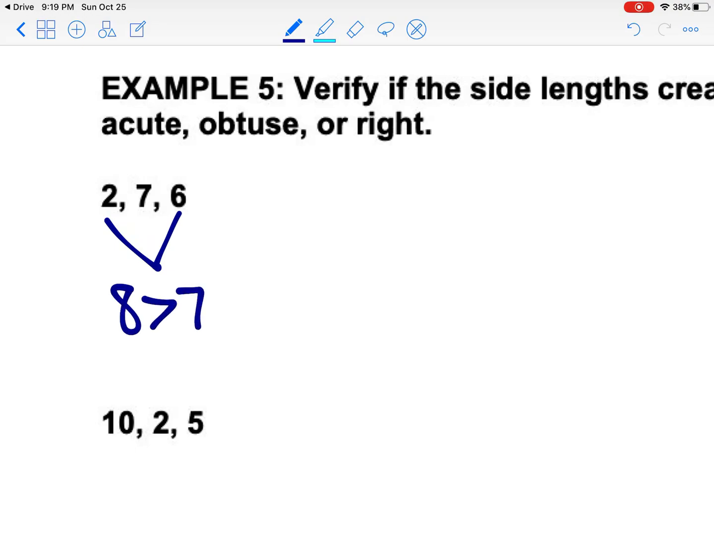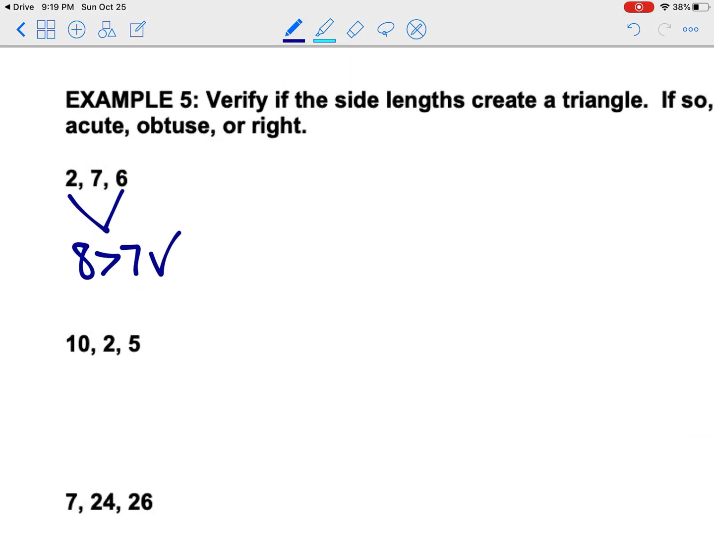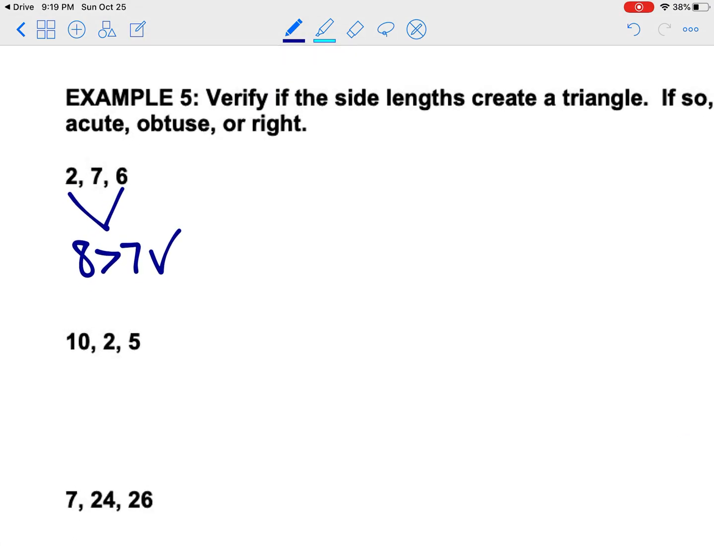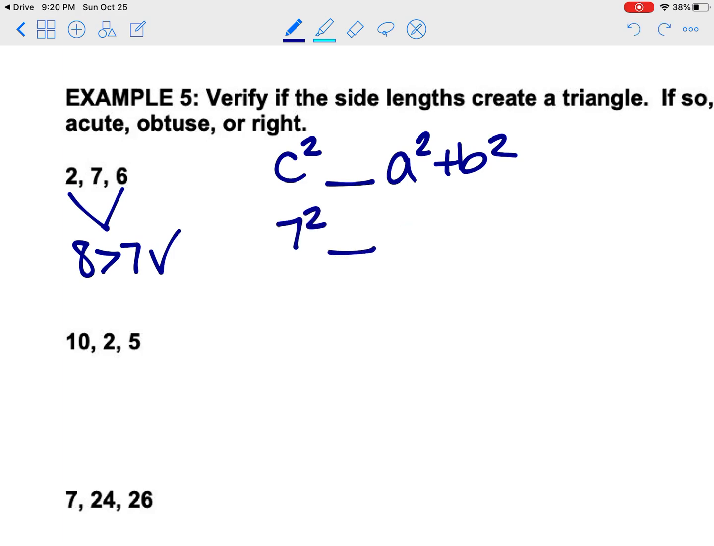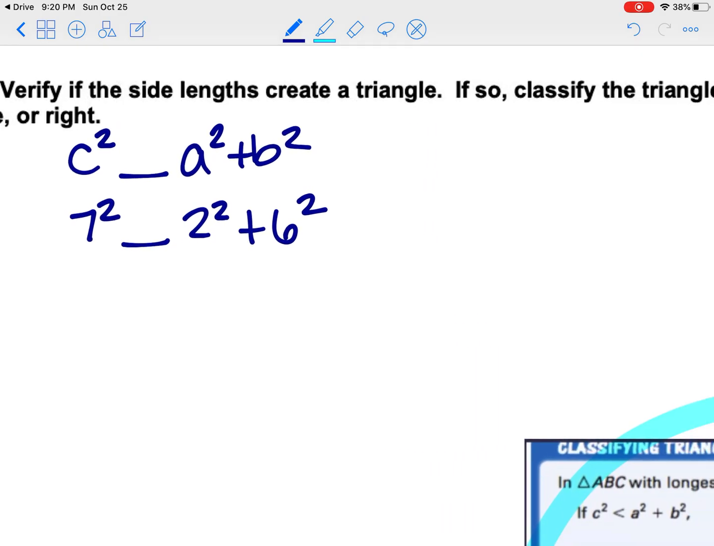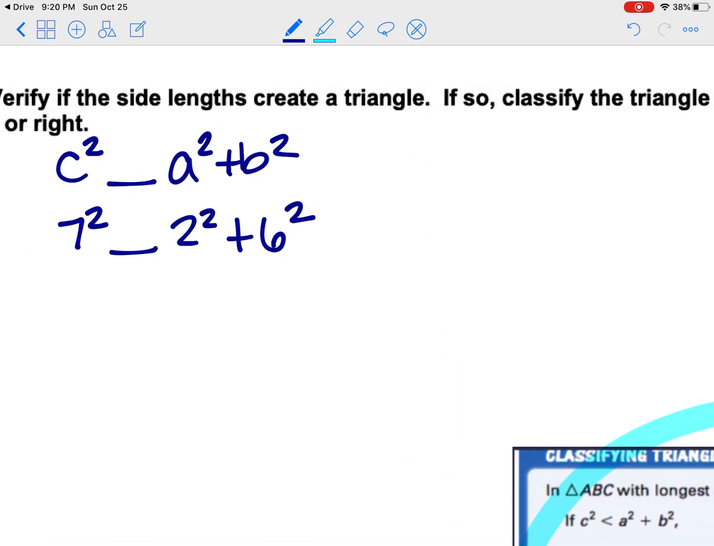First thing we have to do is figure out if it is a triangle to begin with. So if we add our two smallest sides, we get 8. Is 8 greater than 7? Yes, so I know for sure this is a triangle. And so our biggest side is 7. And the biggest side always represents your C. So we're going to be using a version of C squared compared to A squared plus B squared. So our C, our biggest side is 7, so 7 squared compared to A squared, which is 2, or 6, it doesn't matter, the order of the A and the B.